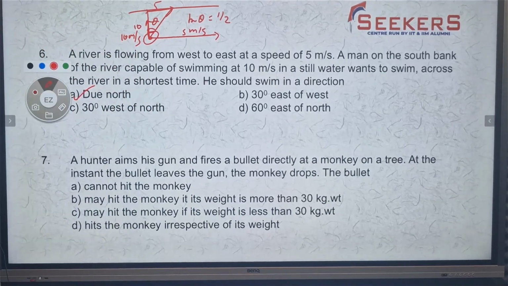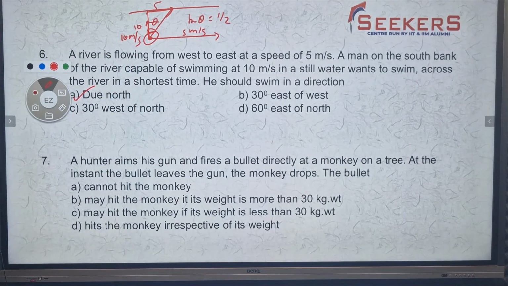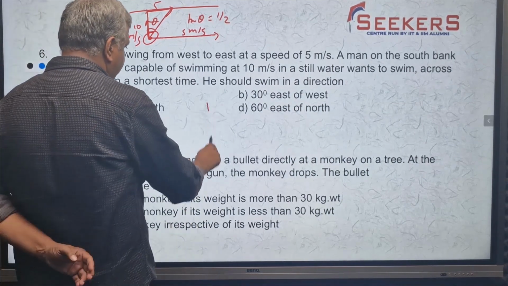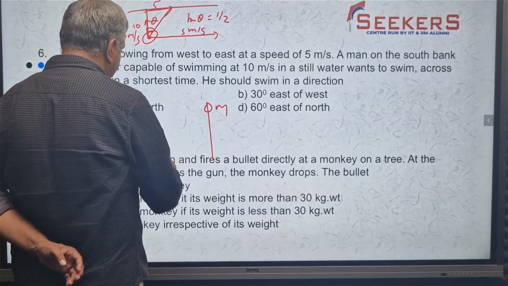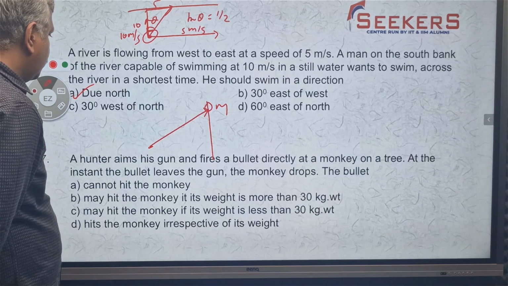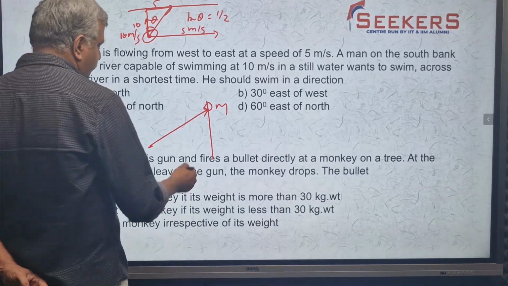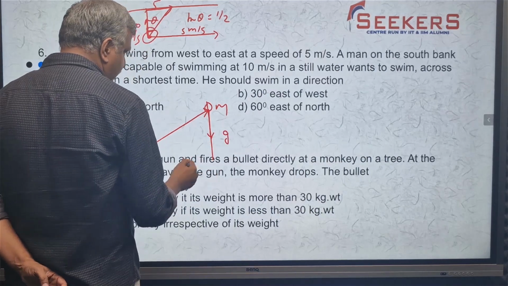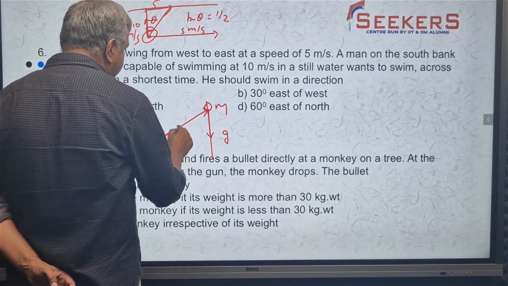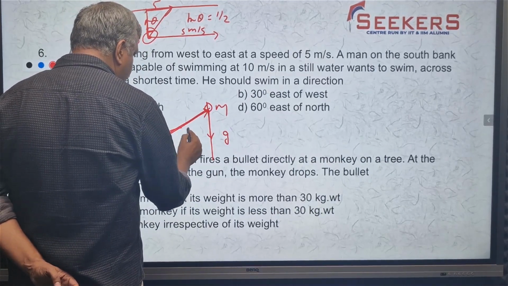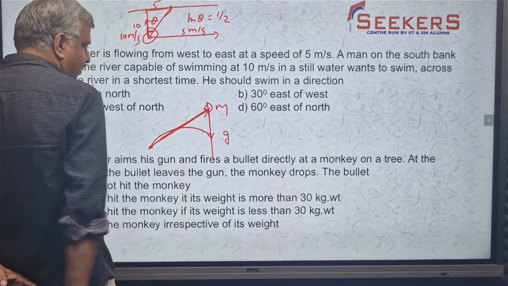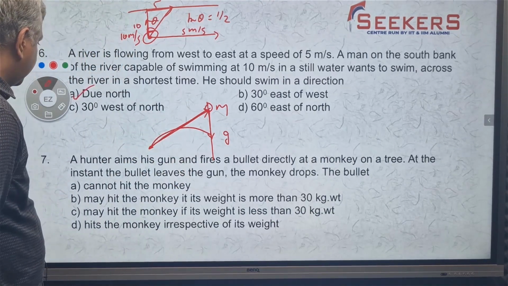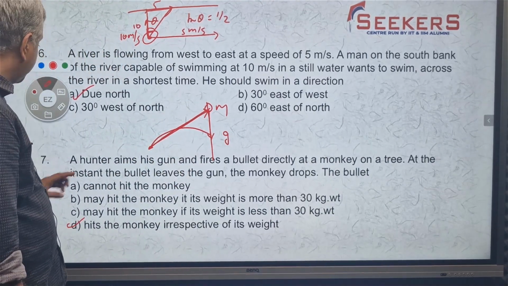A hunter aims his gun and fires a bullet directly at a monkey on a tree. So there is a monkey here and he takes the gun and then he shoots. At the instant the bullet leaves the gun, the monkey drops. So the monkey falls down, coming down with an acceleration due to gravity g. Remember, as the bullet is going this way, the bullet also goes with the same downward acceleration g. So the bullet will hit the monkey, irrespective of its weight.